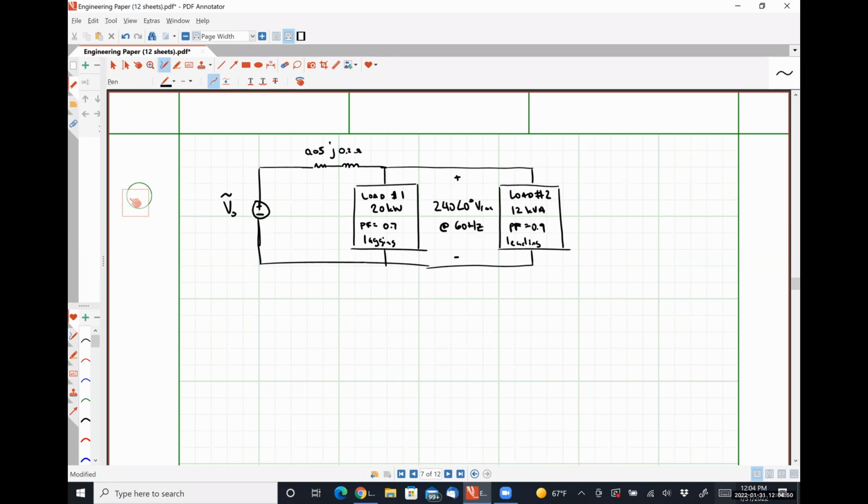We want to know what value of C will make the source supply power at PFS equal to 0.95 lag.